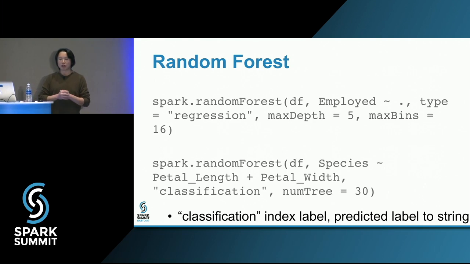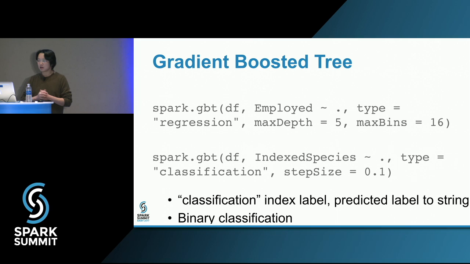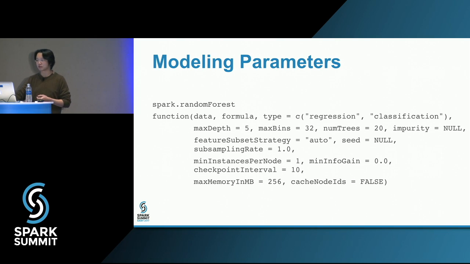And here's my favorite, random forest. In random forest, we support both regression and classification. And then we have GBT, also supporting regression and classification. And for classification, we support binary classification.